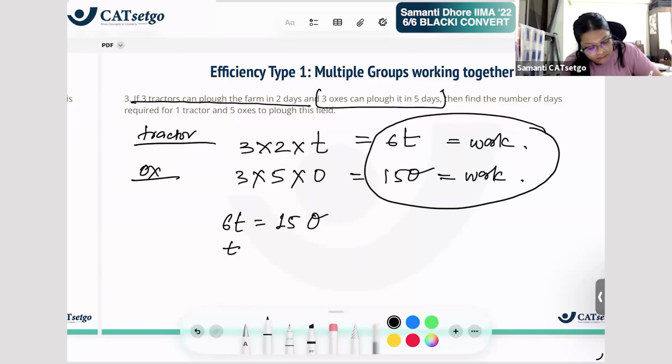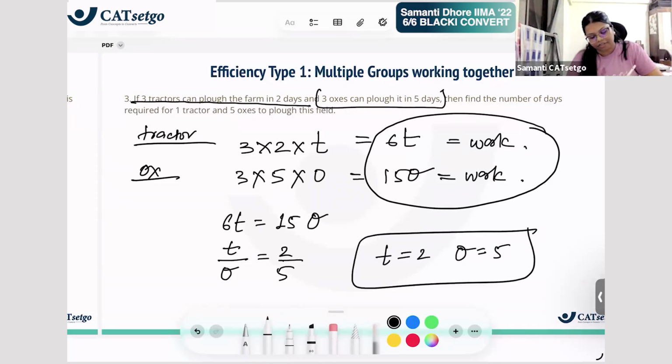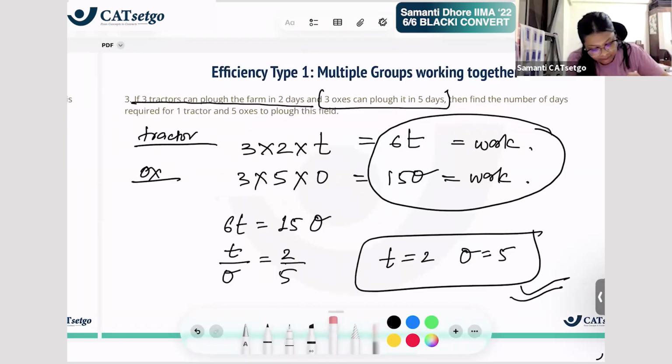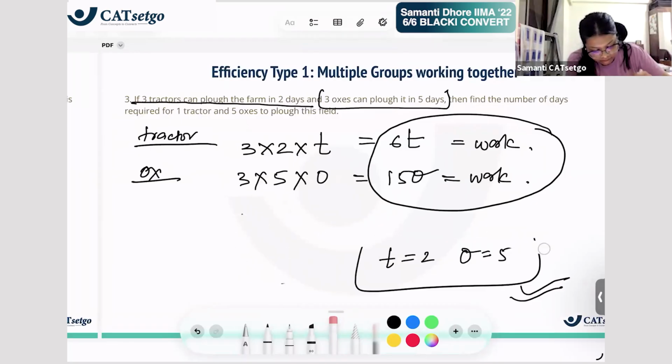So this gives me T by O as 2 by 5. T by O as 2 by 5. So the efficiency of T is 2 and the efficiency of ox is 5. These are our efficiencies. With the help of these efficiencies, what are we going to do next? Is there space? No. Let me conserve some space here.